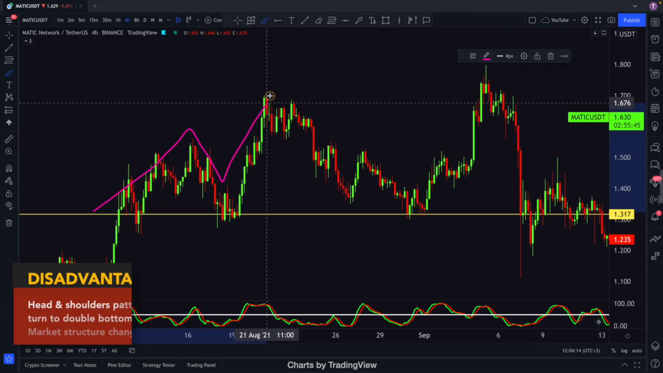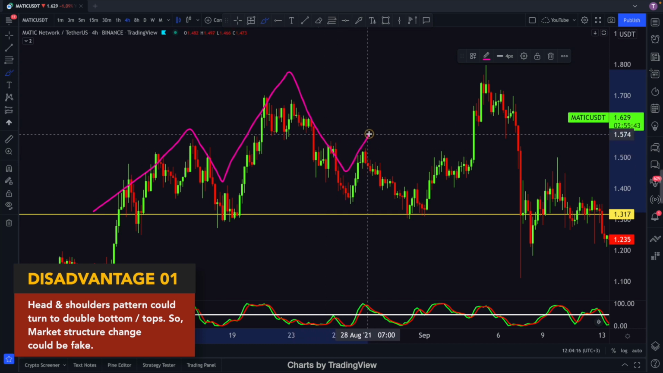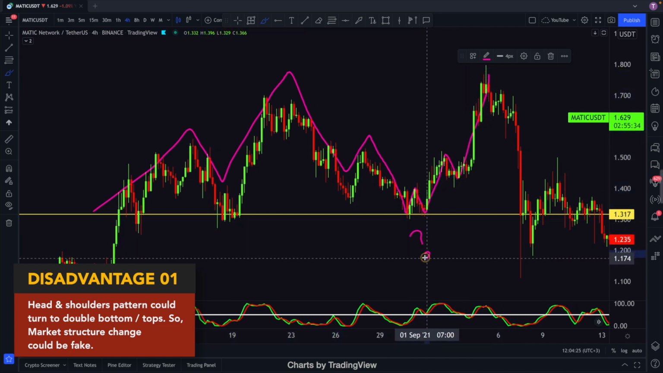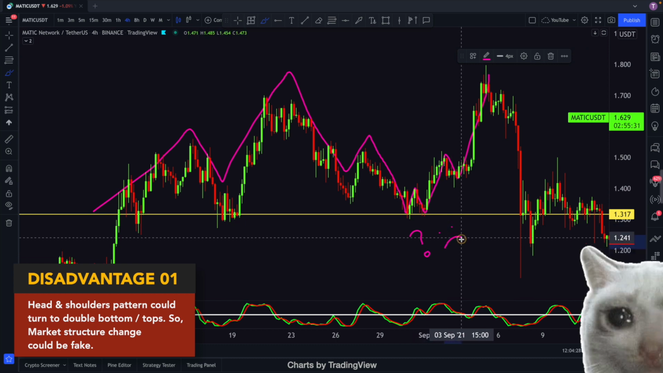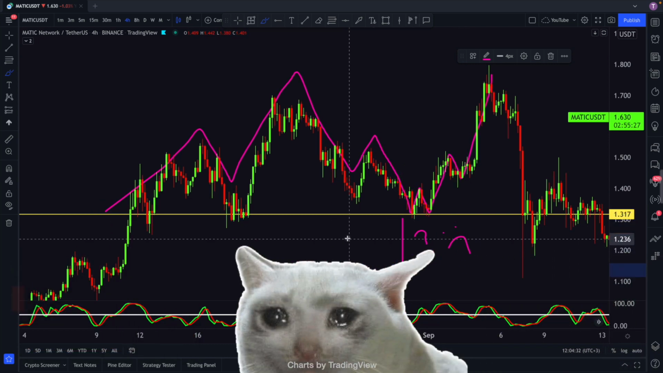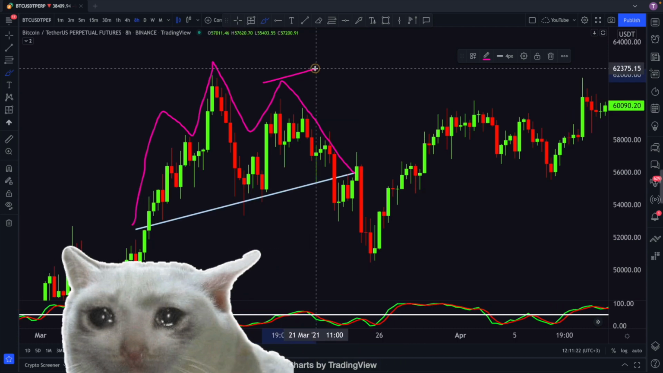Disadvantages. 1. Okay, a head and shoulders pattern could quickly turn to a double bottom or double tops. So market structure change could be fake, and the previous trend may continue. When you see a new lower high, it does not mean that trend is certain to change. 2.